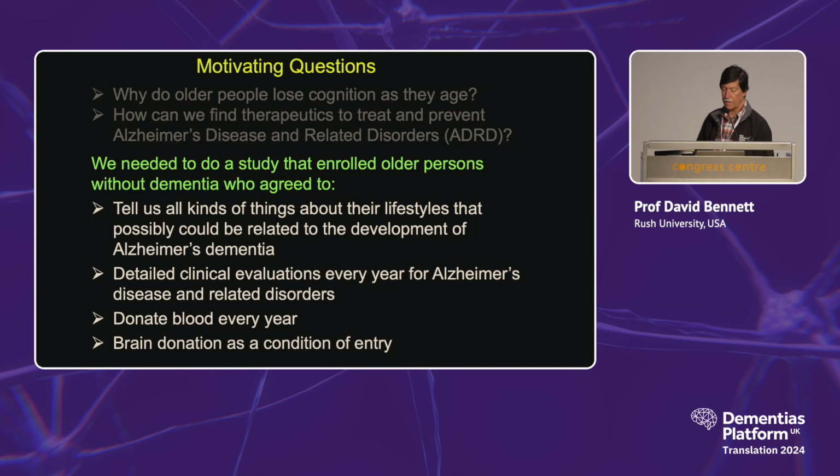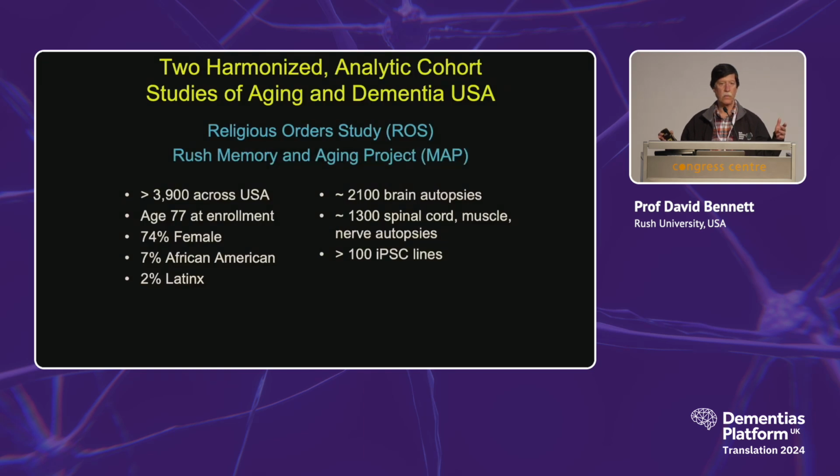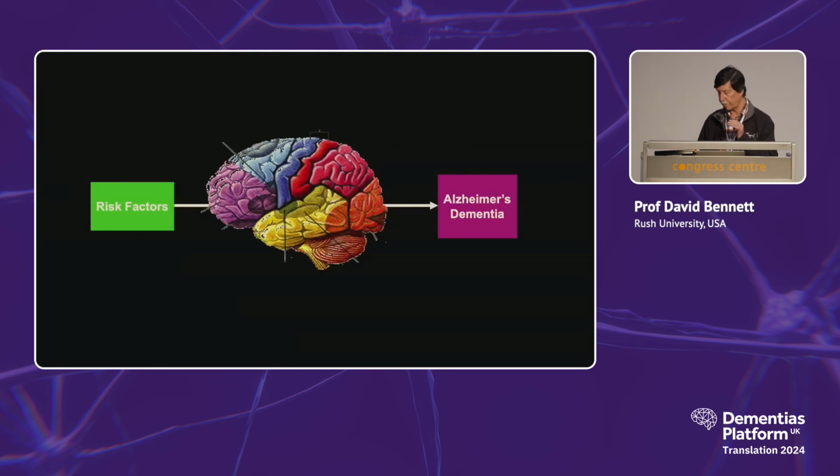So I'll just give you some sense of the scale of the studies now. Over the years, we've enrolled over 3,900 people from across the United States. One of these cohorts, the Religious Orders Study, recruits across the United States, from California to New York, from northern Minnesota down to Louisiana and San Antonio. And we send teams out around the country to do all the testing locally. We draw the blood locally. The brains we've arranged for most of the sites to be taken out locally and then sent to us.